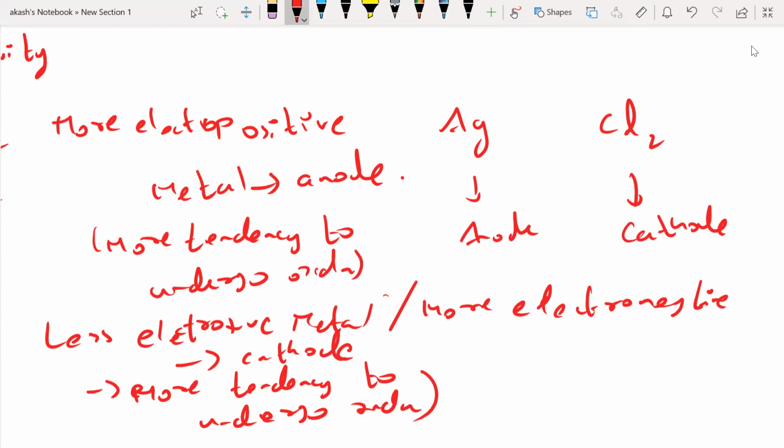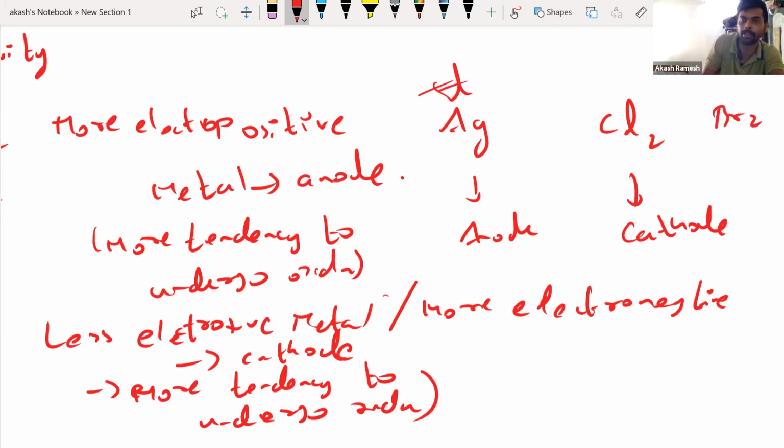Any doubts? Yeah, please tell me. Can this take place between two electronegative elements also? Yes, absolutely. Why not? Say for example, I take chlorine and bromine. Now which is more electronegative?